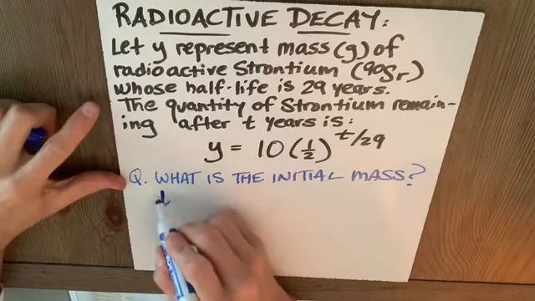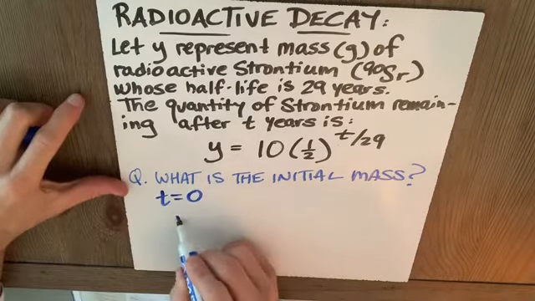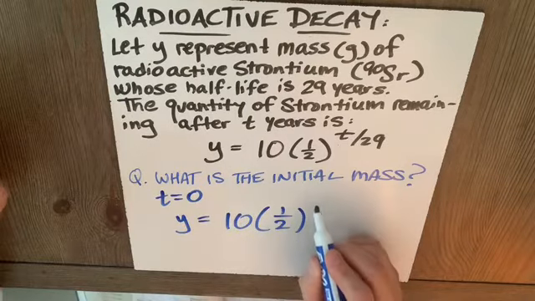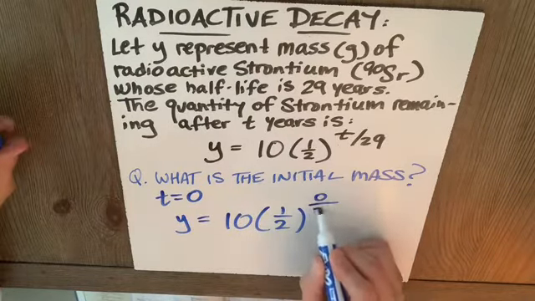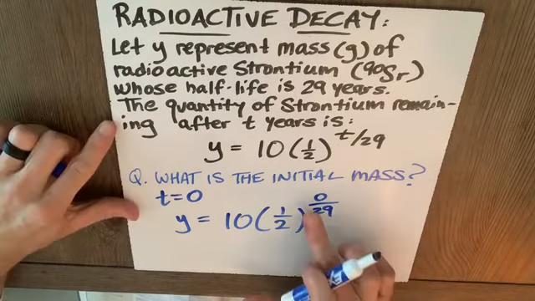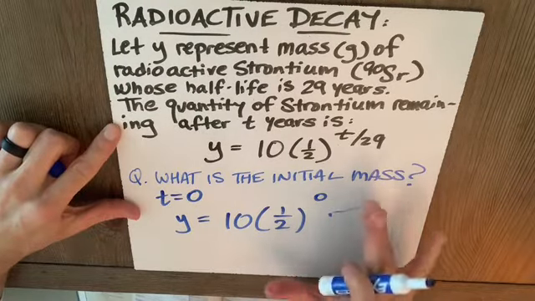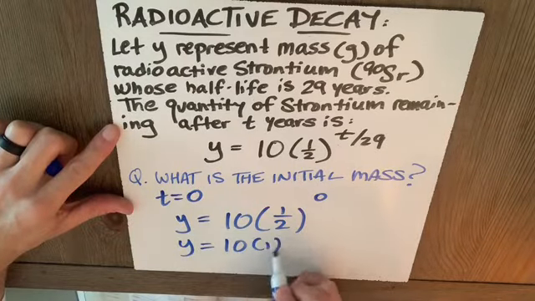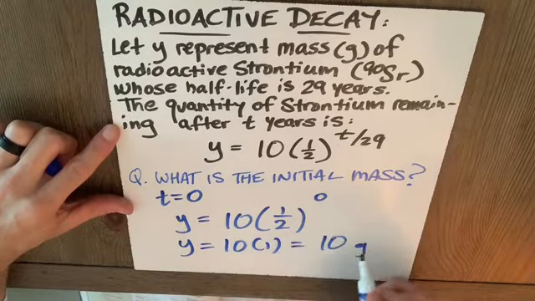So what is the initial mass? Well, that means T is equal to 0. So Y is equal to 10 times 1/2 to the 0 over 29. Well, 0 over 29 is the same as 0, and any number to the 0 power is 1. So Y is equal to 10 times 1, or 10 grams.